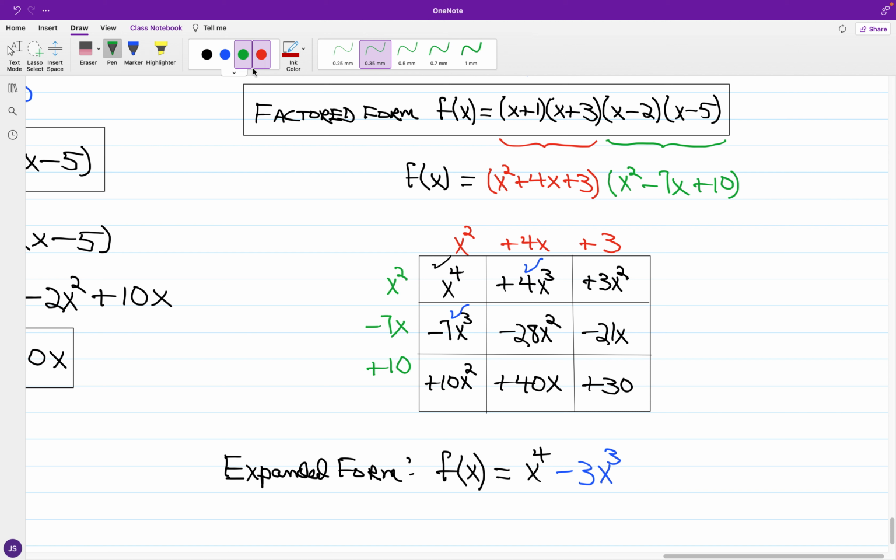And for what we have in terms of the second order, you got 10x squared minus 28x squared plus 3x squared. So you have 10 minus 28, that's negative 18. Negative 18x squared plus 3x squared, so this will leave us with negative 15x squared. And for the first degree x terms, we got 40x minus 21x, so this will leave us with 19x. And then finally, with the constant, you have 30.